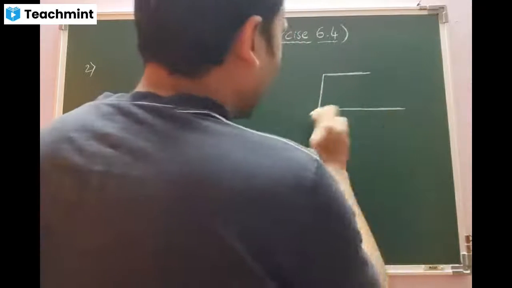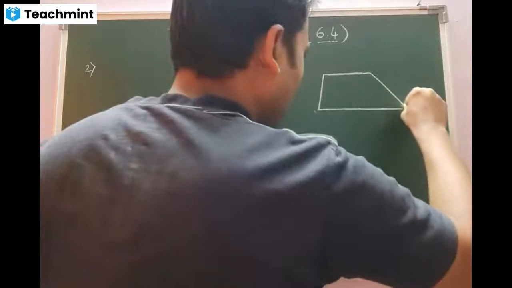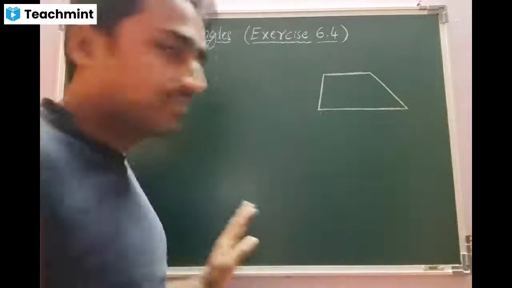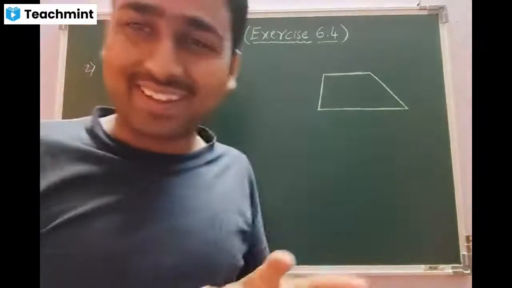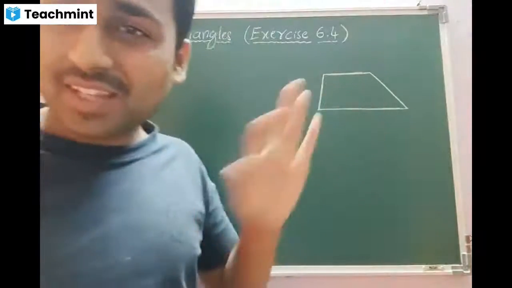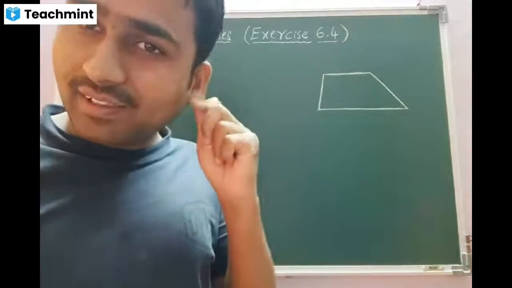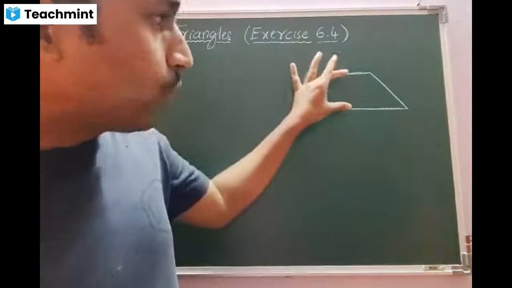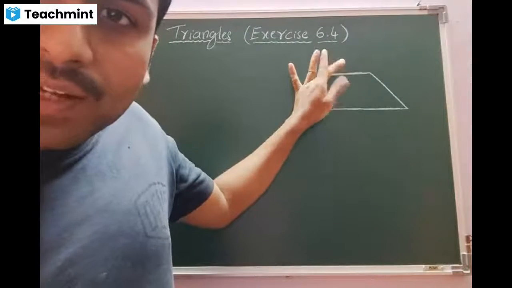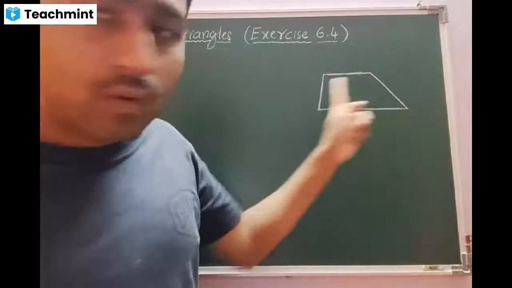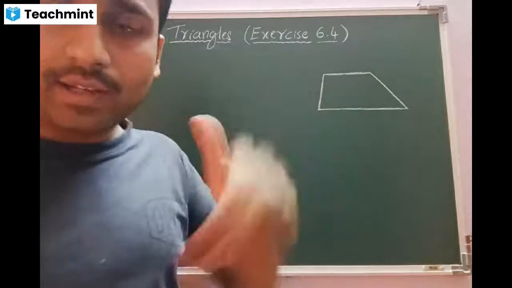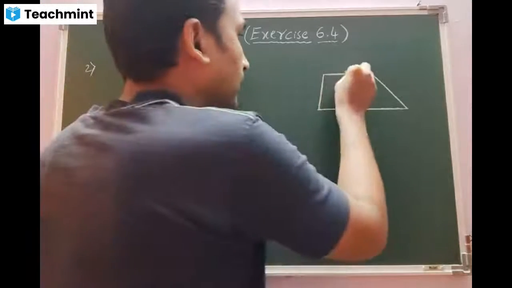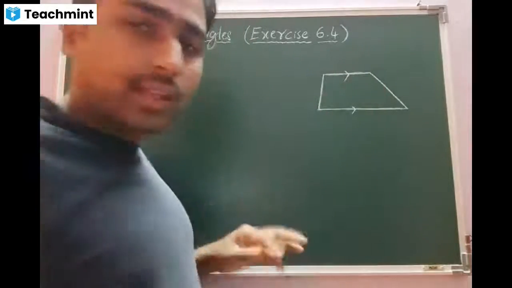Opposite sides. One set of opposite sides are parallel. A trapezium is basically a quadrilateral. The condition is only one set of the opposite sides are parallel, and the other set of opposite sides are non-parallel. Am I right? Yes, sir.